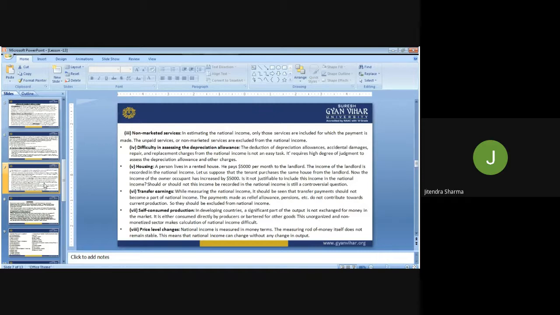Then the price level changes. This is also a very important thing: national income is measured in money terms, but money itself does not remain stable. This means the national income can change without any change in the output. If there is a devaluation of money, in that condition the national income fluctuates, because the amount is the same but the value of that money is reduced. So all these things complete our discussion.